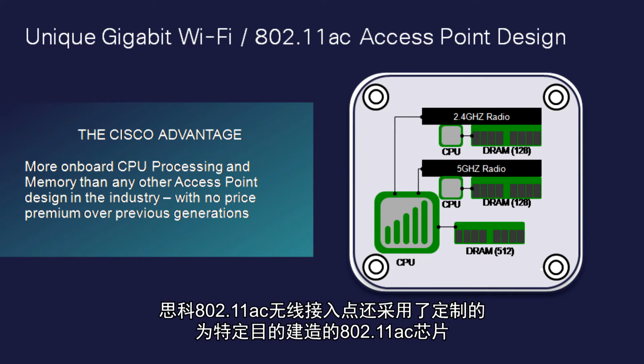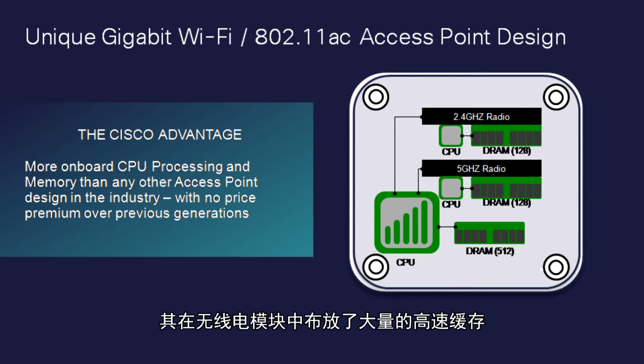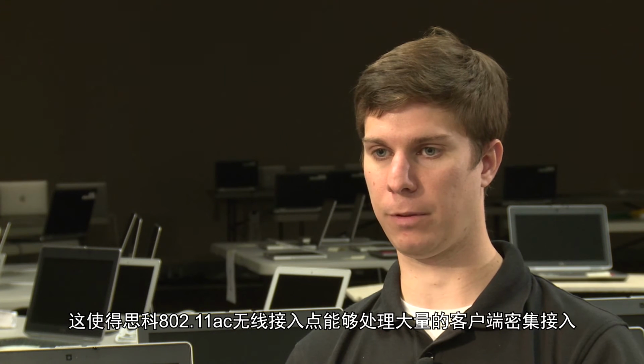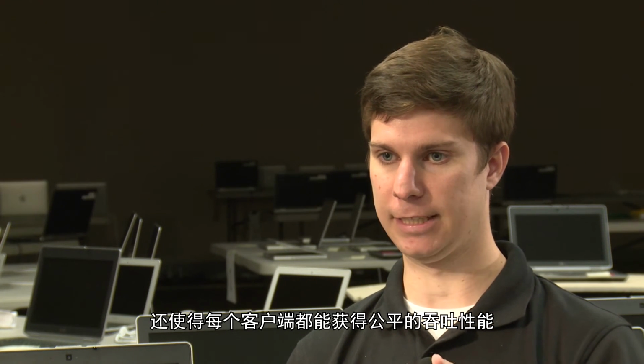We were able to do this because of our custom-built 802.11ac chipset, which utilizes a large amount of on-radio caching. So this means that the AP is able to handle a large amount of clients in an efficient manner to make sure that each client receives its fair share of the bandwidth.